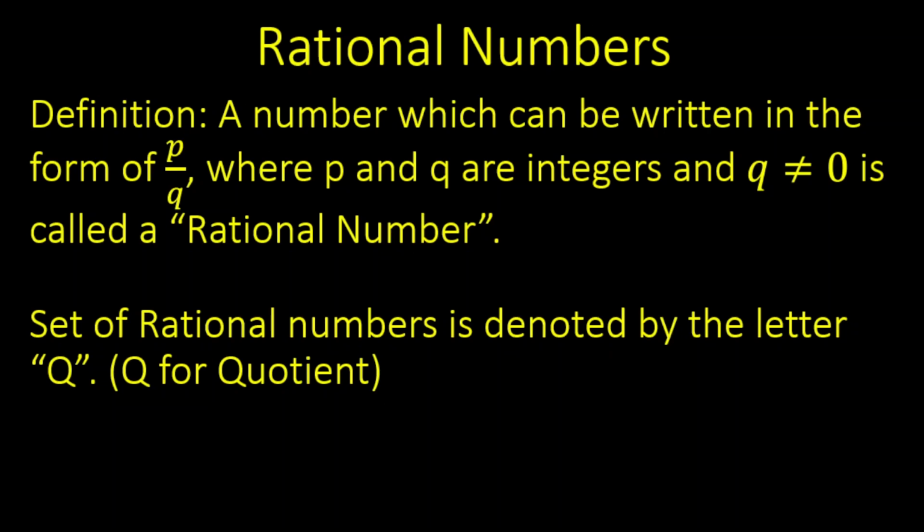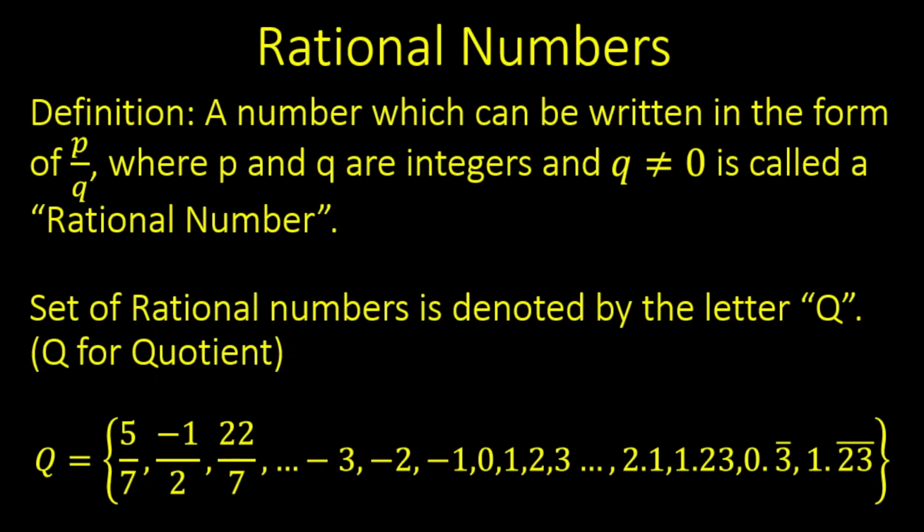Set of rational numbers is denoted by the letter Q. Q is for quotient because we are expressing in the form of p by q. We are dividing p by q. The result of division is quotient. That's why we choose the letter Q. These are some examples of rational numbers. Let us discuss about each example individually.